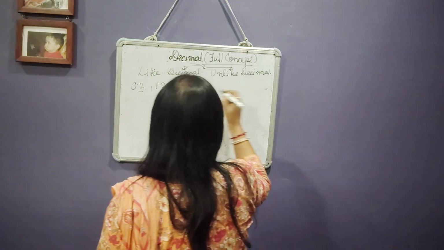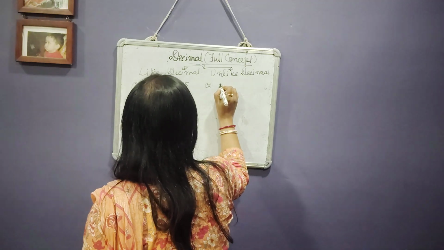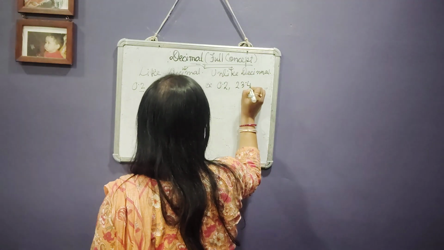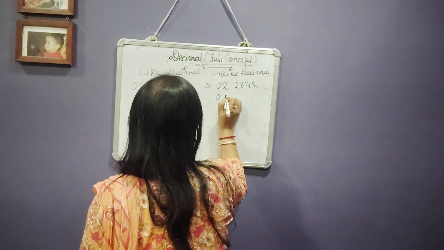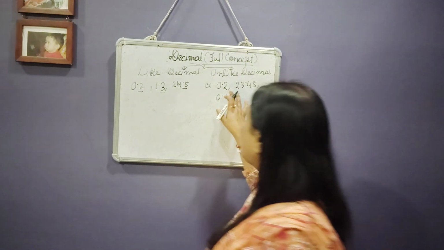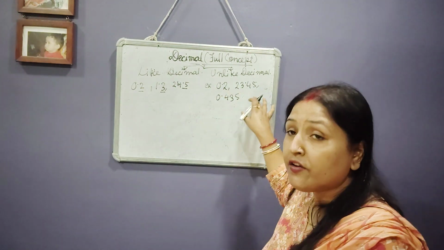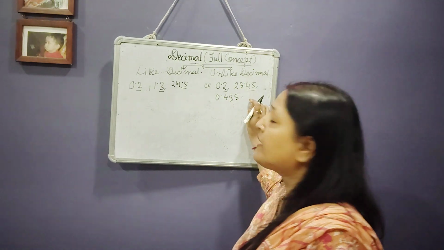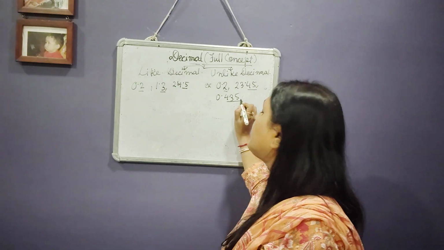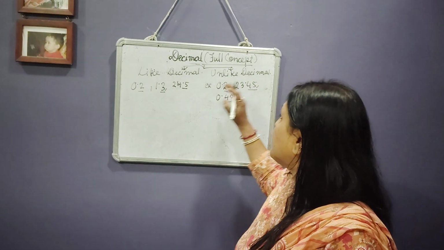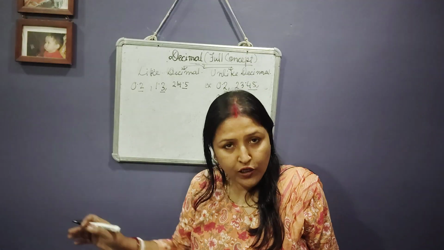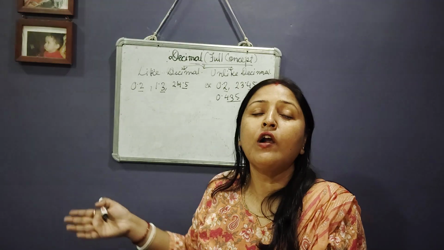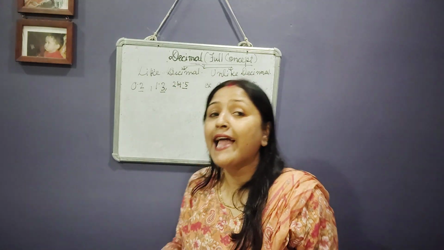Likewise, for an unlike decimal example, we will take 0.2, 23.45, then 0.435. Did you notice how the digits after the decimal are different? In the first case, there is only one digit. In the second case, there are two digits. And in the third case, there are three digits. Just remember this: the number of digits after the decimals are not the same, so they are called unlike decimals. So what is the difference between like and unlike decimals?